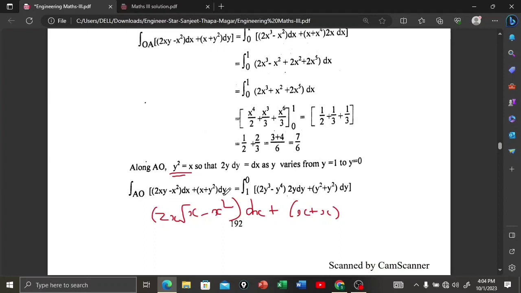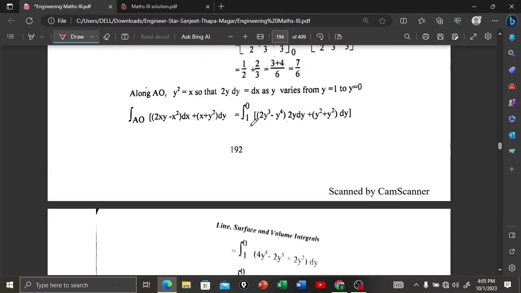And dy is dx by 2y. Here if we convert everything into x, then there is a square root. The square root is a little difficult and confusing for me, and this division by 2y is also a little annoying for me. So it is recommended to convert everything into y, so that there is no square root term and no division by 2y term.